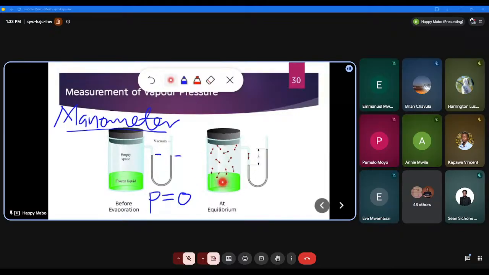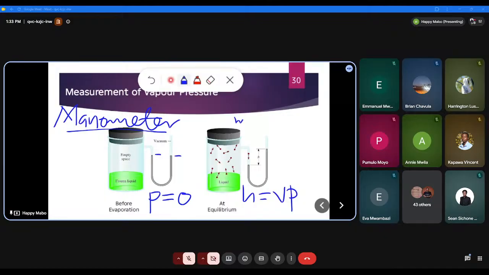So as the pressure builds up, the mercury index is pushed downwards on this side, and on the other side it increases. So this difference is equivalent to the vapor pressure of your substance, or to be specific, you might want to start with V. So this is the vapor pressure of the substance that is in this containing vessel.